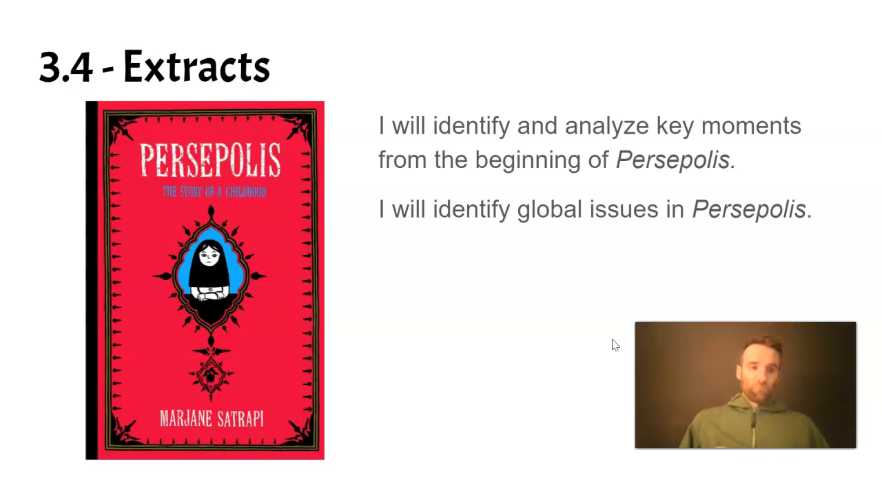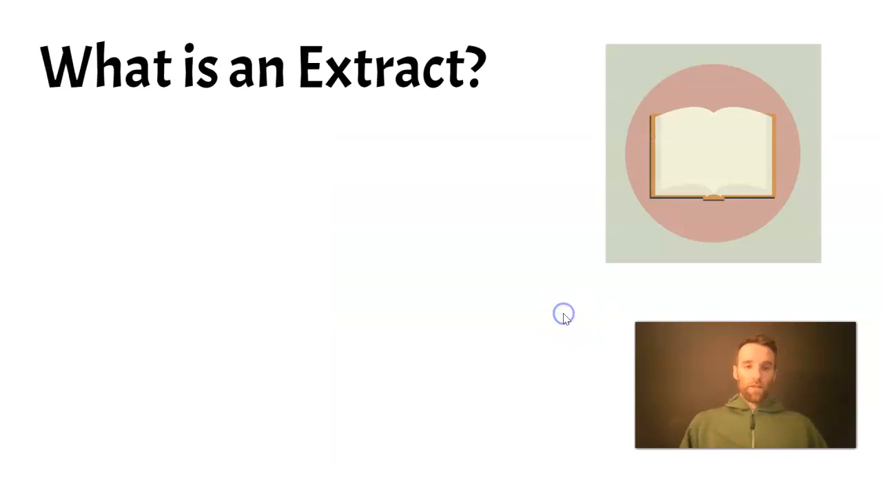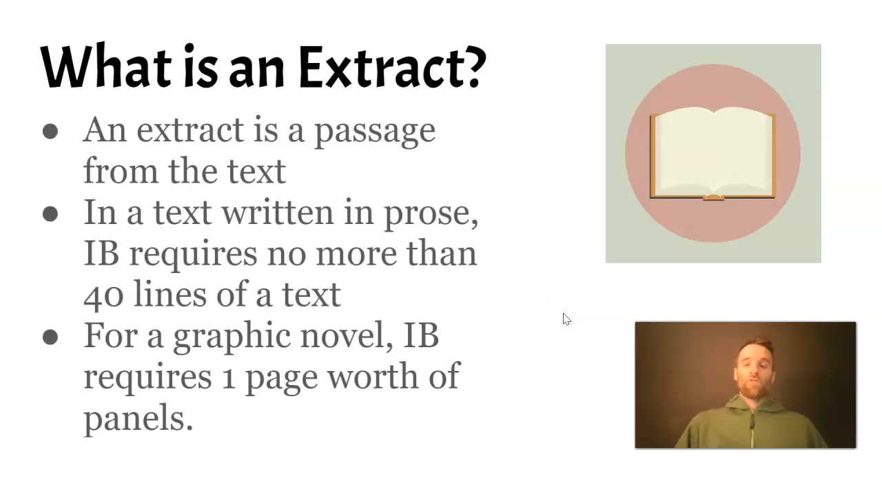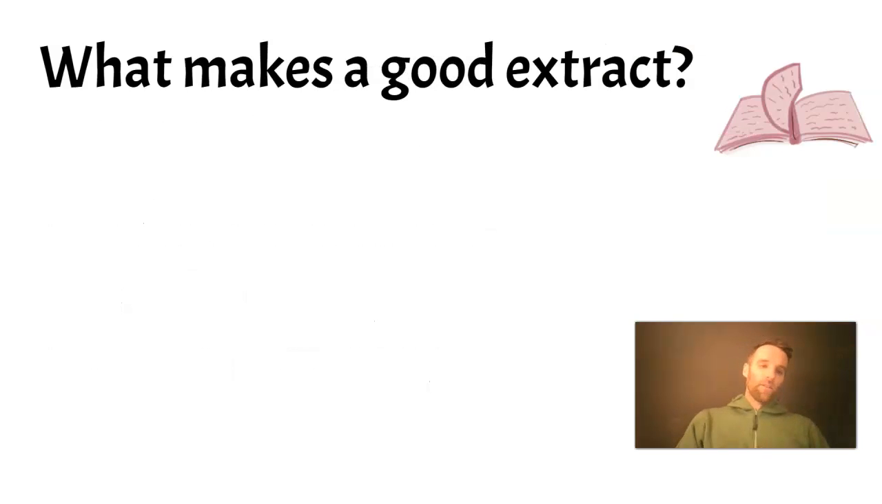So let's go ahead and get started. An extract is a part of a text. So in this case, it's going to be one page of panels from Persepolis. That's all extract means. You're taking a little part out of the text.